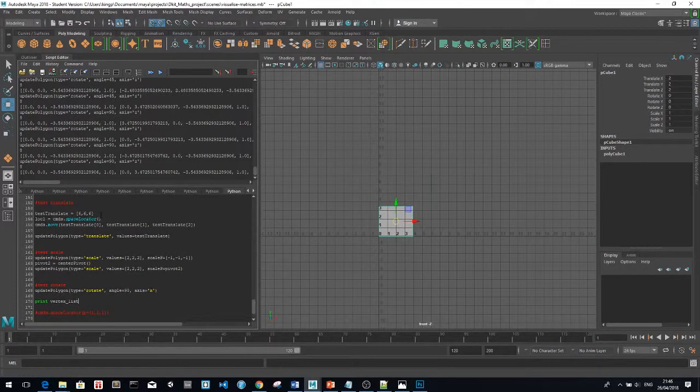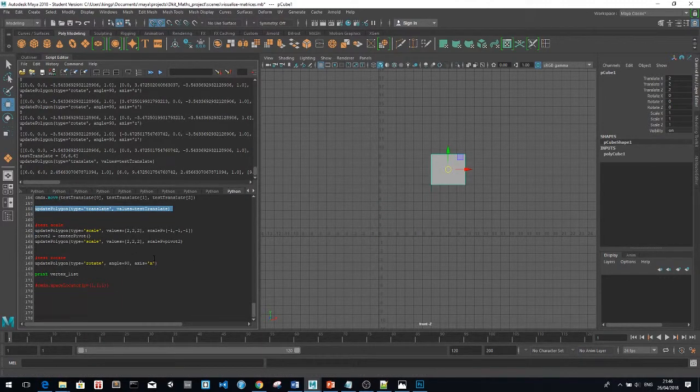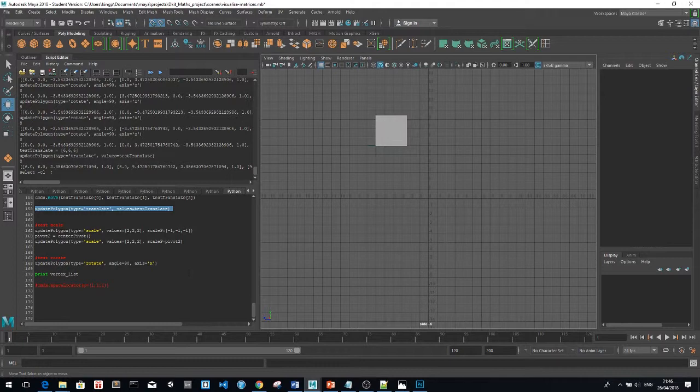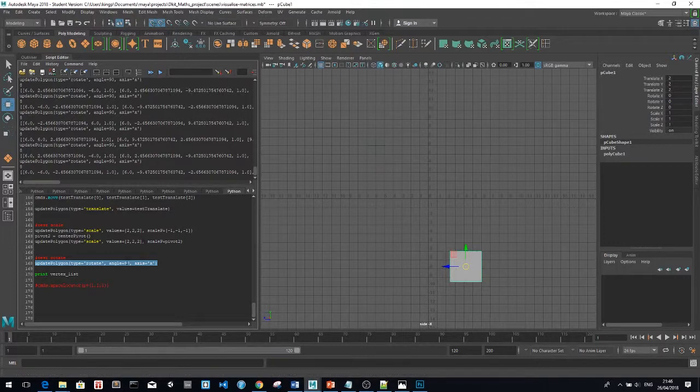We can translate beforehand. We should rotate around the X-axis at 90 degrees each time.